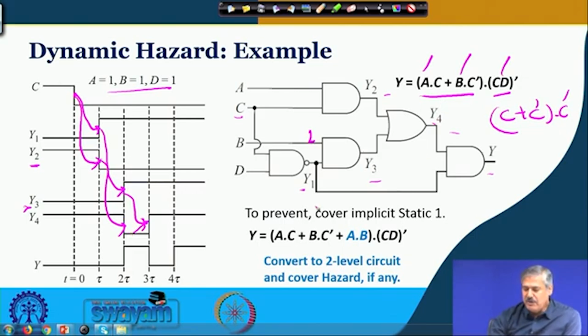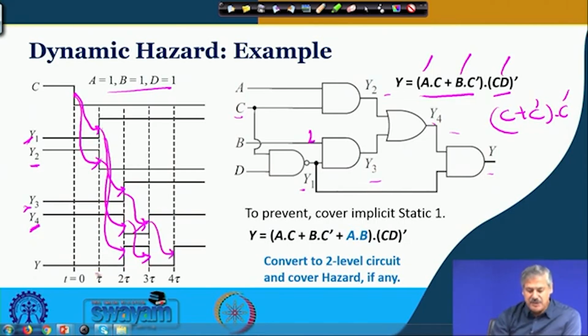Finally, y4 and y1 ANDed together is the y. So, this is y4 and y1, and both of them need to be high. y4 was 1, and y1 is making it high after 1 propagation delay. After that, this y4 has gone low here, so that is making the output low in this place. Then y4 goes high, so this is going high.